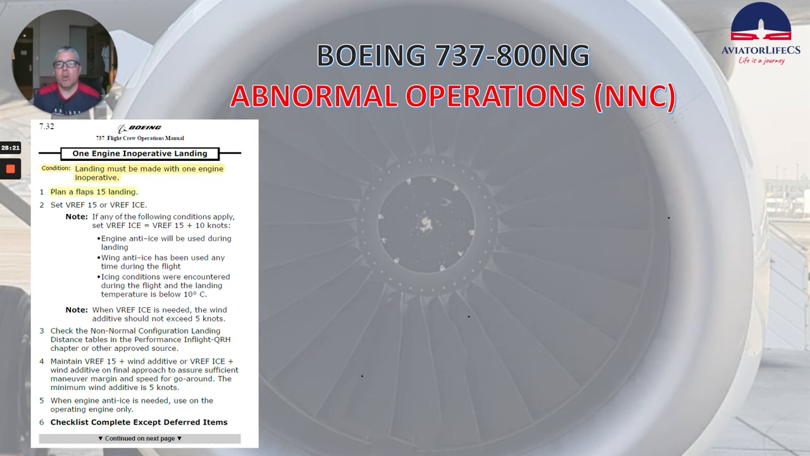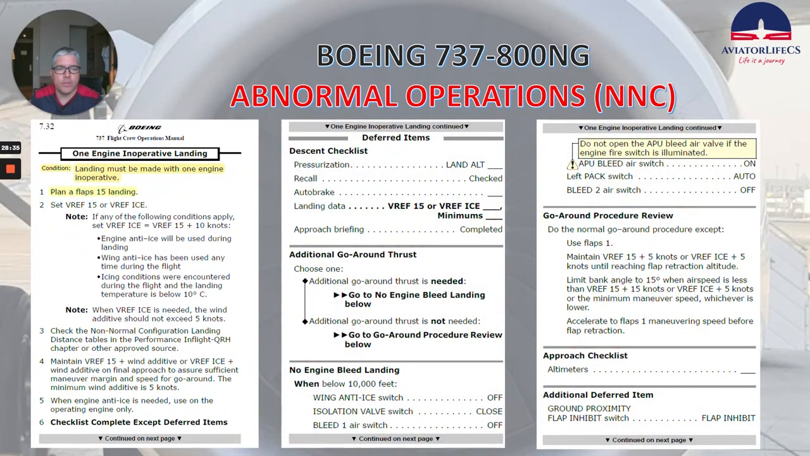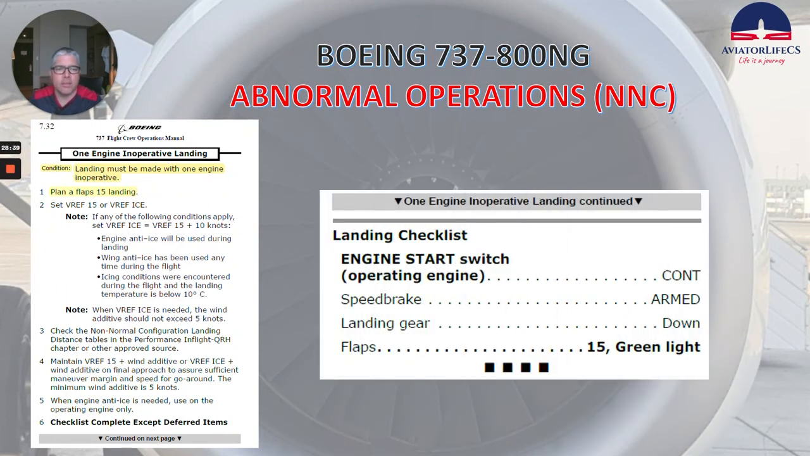Now, one engine inoperative landing. Condition: landing must be made with one engine inoperative. And first of all, it says plan a flaps 15 landing. This is the checklist for you to read. And that's the end of it.